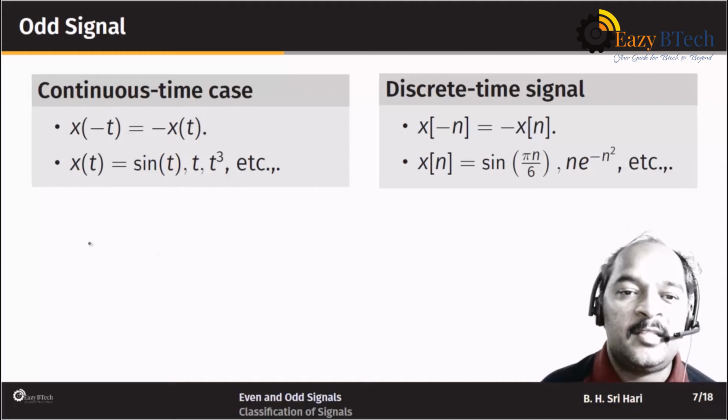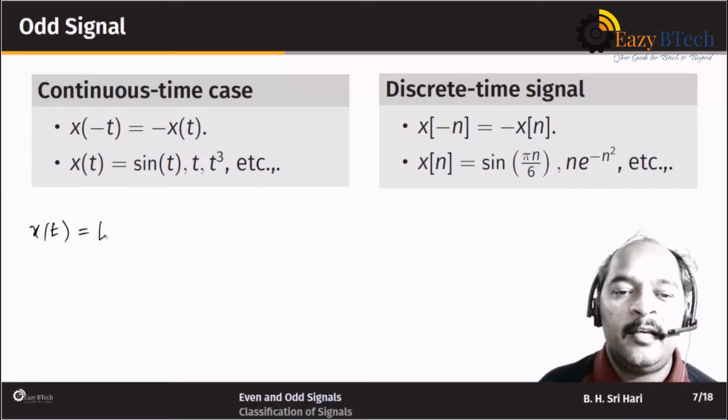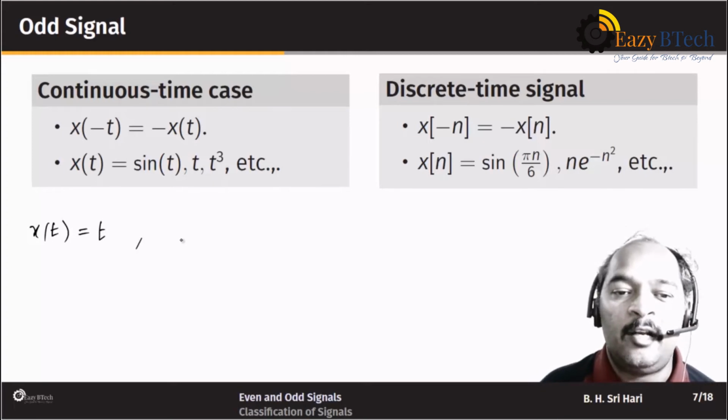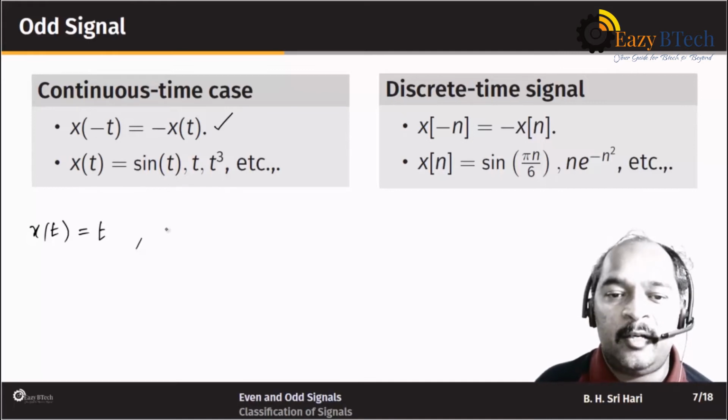Again, just to understand this a bit further, let us take one example. We'll take x of t is equal to t. We will check whether this signal is an odd signal or not. To check whether a given signal is odd or not, we have to check this condition. To check this condition, we need x of t, which is already there, but we need x of minus t also. So what will be our x of minus t?